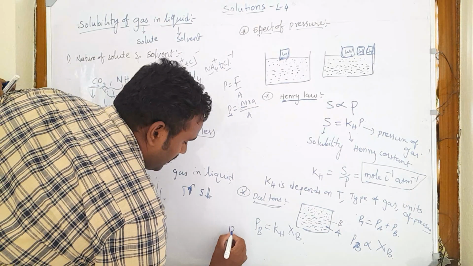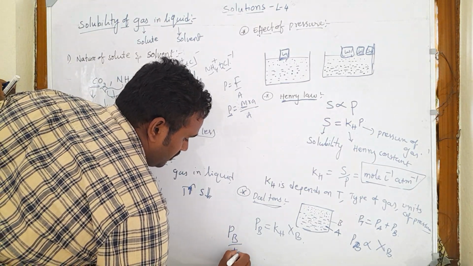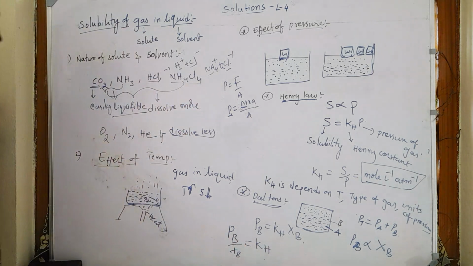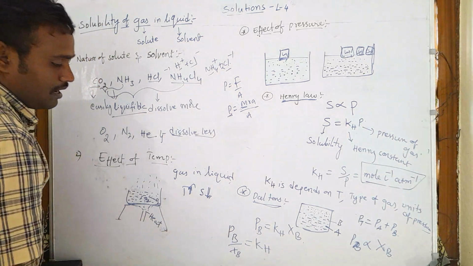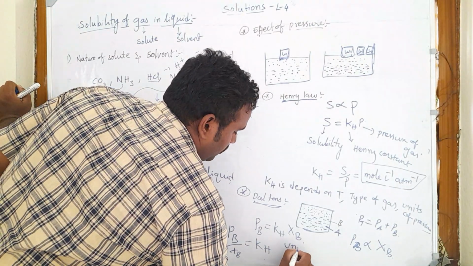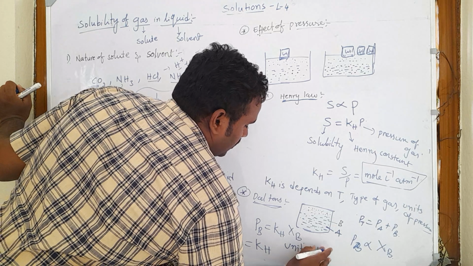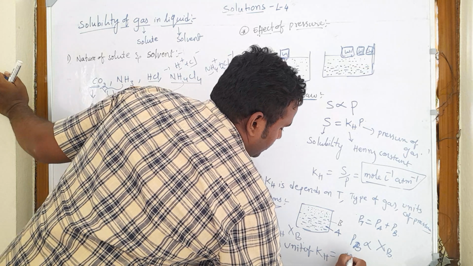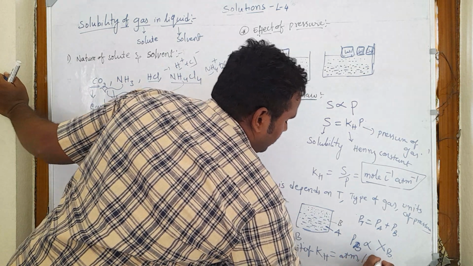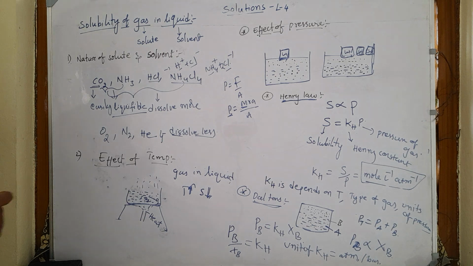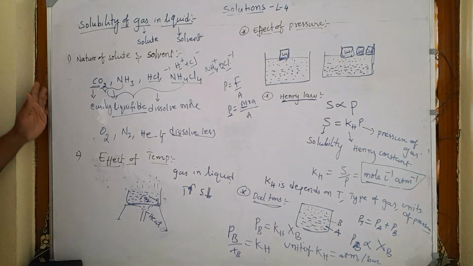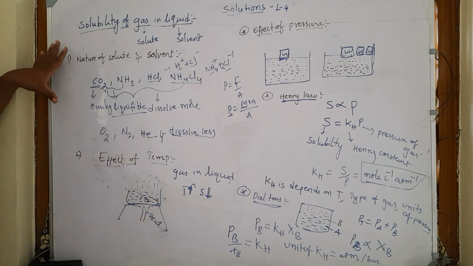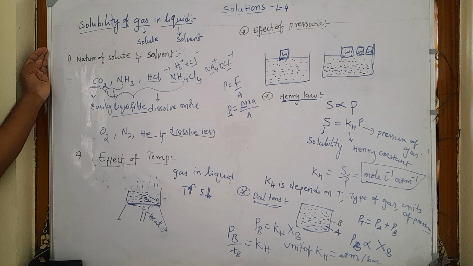So the partial pressure of B by XB, that is the mole fraction of B, is equal to kh. We already know mole fraction does not have any units, but partial pressure has units. So the units of kh, Henry's constant, are atmosphere or bar, whichever units you can take. So this is about the effect of pressure on the solubility of a gas in a liquid. So what are the factors that affect the solubility of a gas in a liquid?